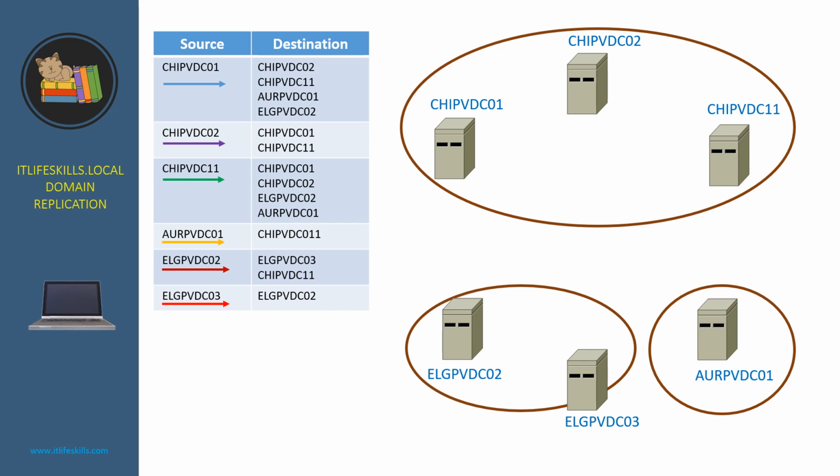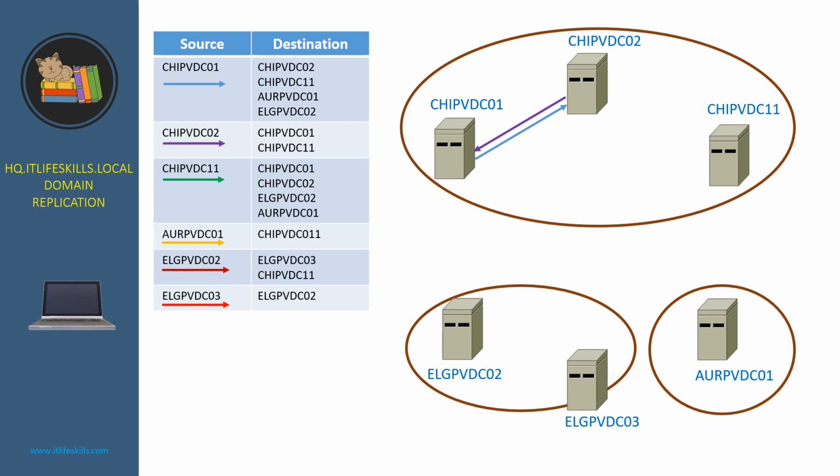To document, let's put the replication connections generated by the script into this table with the source and the destination domain controllers. Let's now document the replication connections in itlifeskills.local domain. As you can see from the table, we have the replication connection from GPVDC01 to GPVDC02 and from GPVDC02 back to GPVDC01.